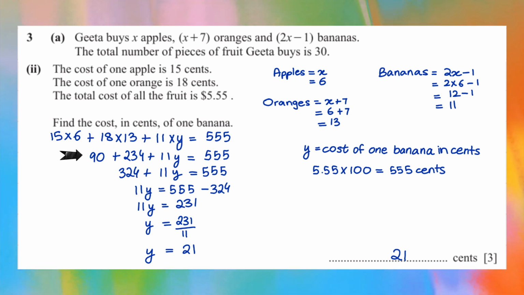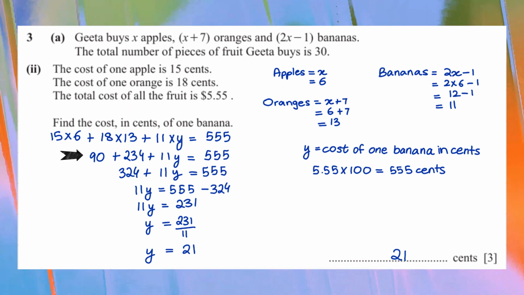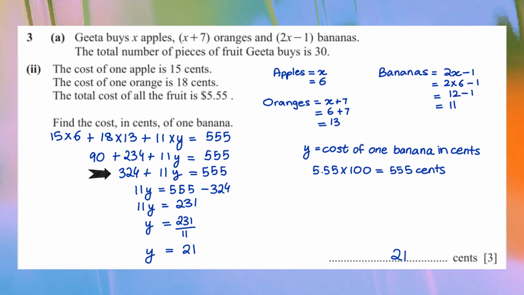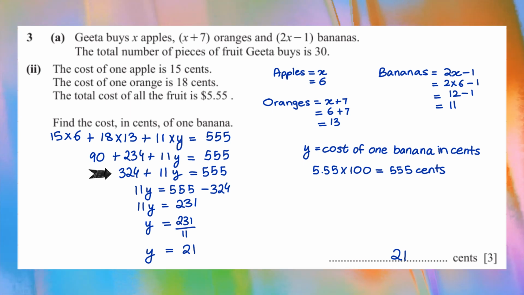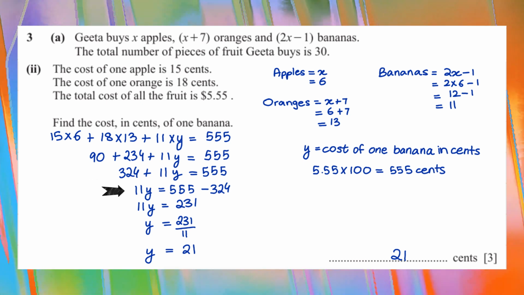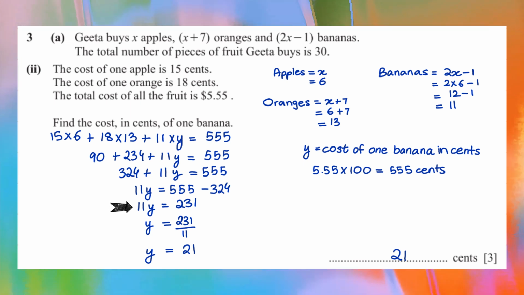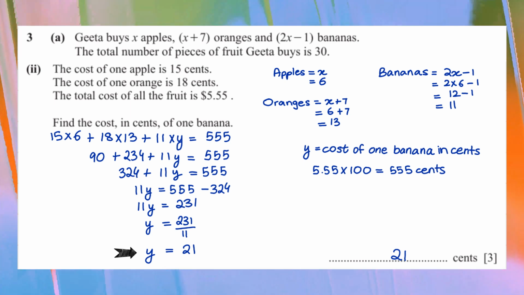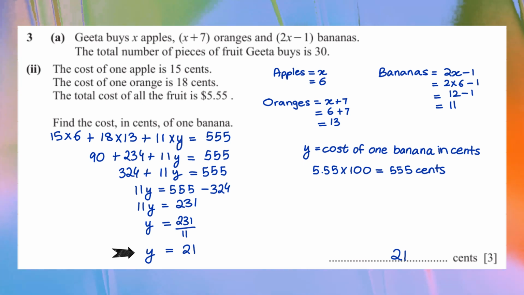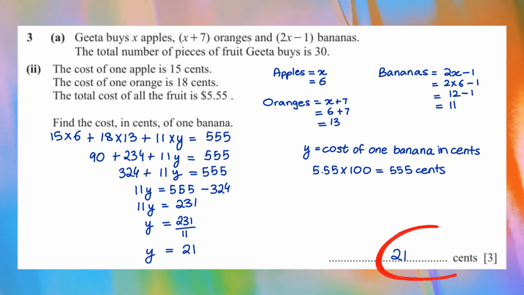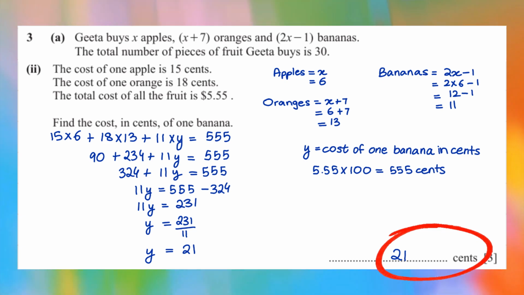Now we simplify. This gives us 90 plus 234 plus 11y equals 555. Simplifying further gives us 324 plus 11y equals 555. Then we subtract 324 from both sides. This gives us 11y equals 231. Now we divide both sides by 11. This gives us y equals 21. So, y, the cost of 1 banana in cents, is 21. Therefore, the answer is 21 cents.